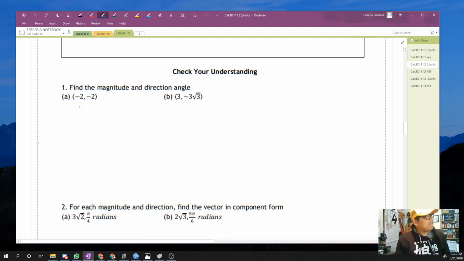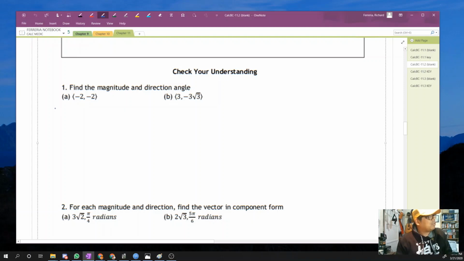Number A, we have -2, -2. I'm sure if you have some kind of geometric sense, you know that that's going to be at a 45-degree angle off of the x-axis, off of the y-axis too, really. But we're going to do this with the equations that we learned. So let's start off with the magnitude.